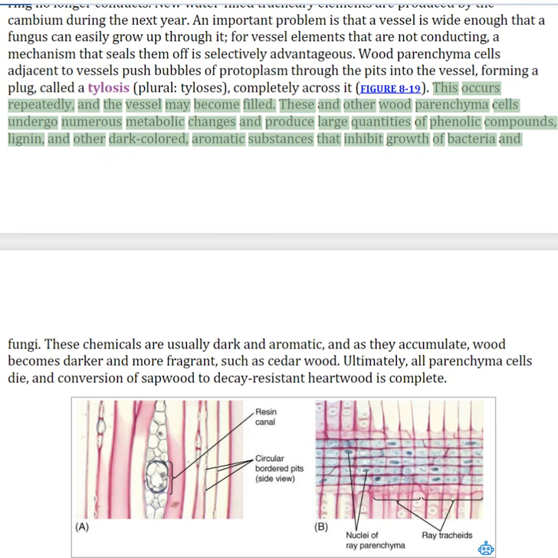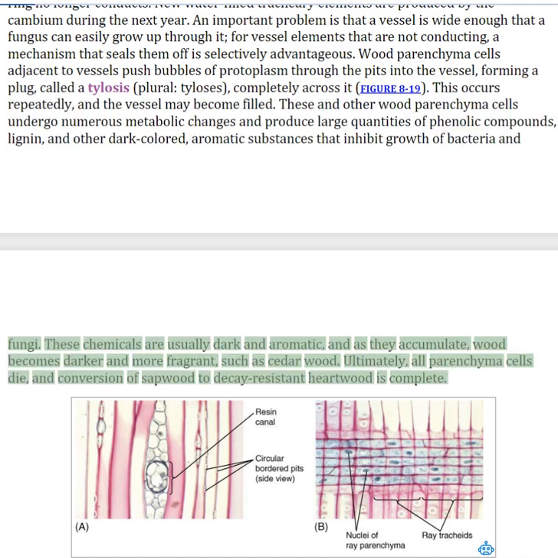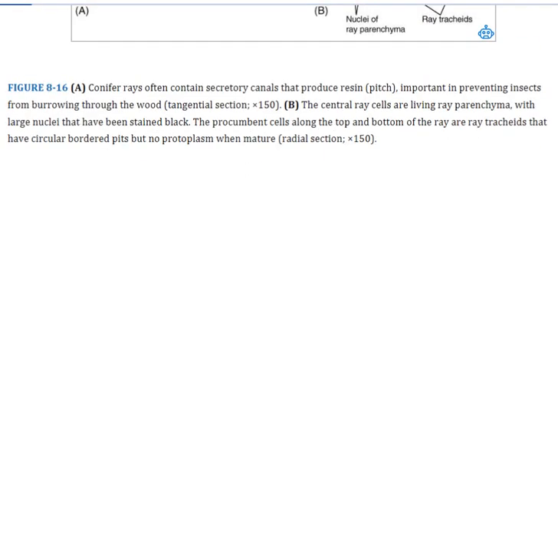These and other wood parenchyma cells undergo numerous metabolic changes and produce large quantities of phenolic compounds, lignin, and other dark-colored, aromatic substances that inhibit growth of bacteria and fungi. These chemicals are usually dark and aromatic, and as they accumulate, wood becomes darker and more fragrant, such as cedar wood. Ultimately, all parenchyma cells die, and conversion of sapwood to decay-resistant heartwood is complete.